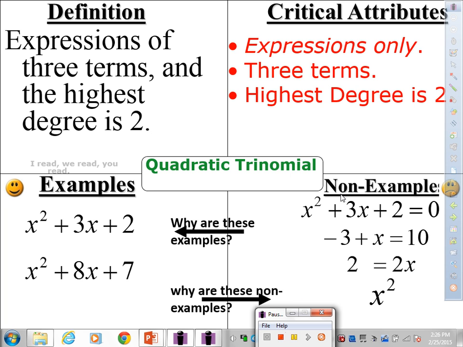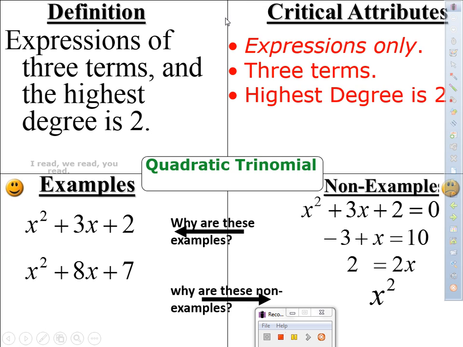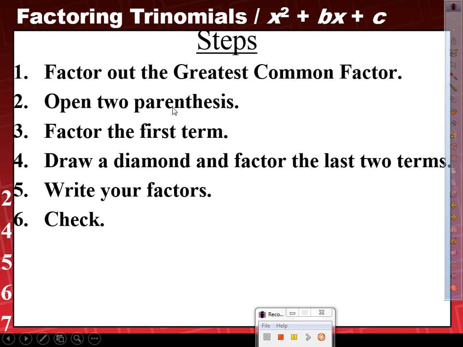All right, write these next steps, please. It's only 6 steps. Step number 1, factor out the GCF. Step 2, open 2 parentheses. Step number 3, factor the first term.